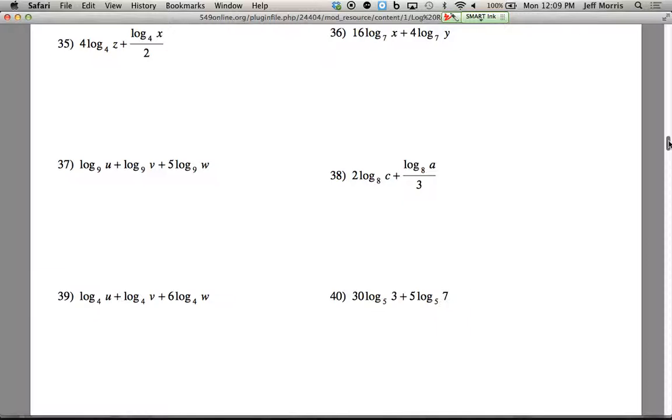All right, 35. 4 log base 4 of z plus log base 4 of x divided by 2. Gretchen. No, I didn't do that one on purpose. Heidi. Every time you call me Gretchen, I should get something, like extra credit, to give me motivation to help me remember. Heidi. That one I did mess up.